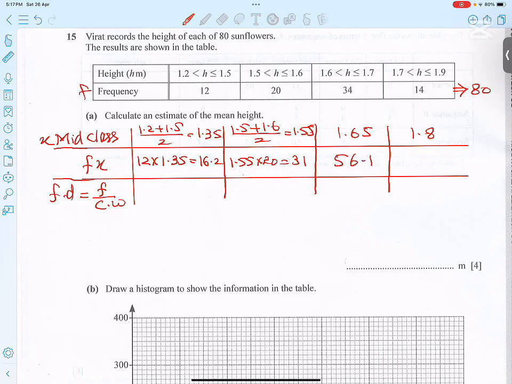Even if in an exam you don't show the working the way I showed, no problem at all. You can show directly like this. 1.8 into 14, I got 25.2. Okay, now, what is the mean formula? The mean formula is sigma fx over sigma f.